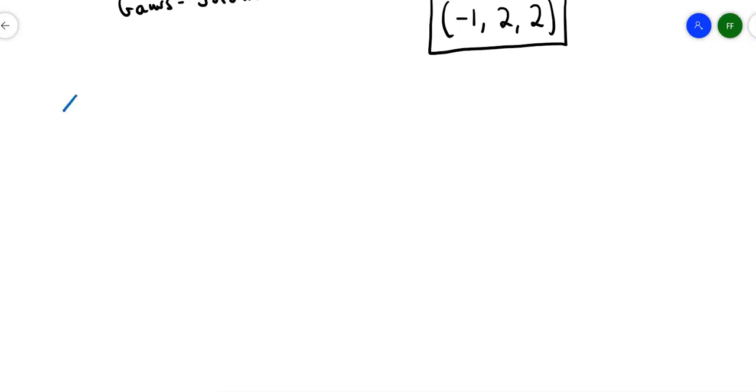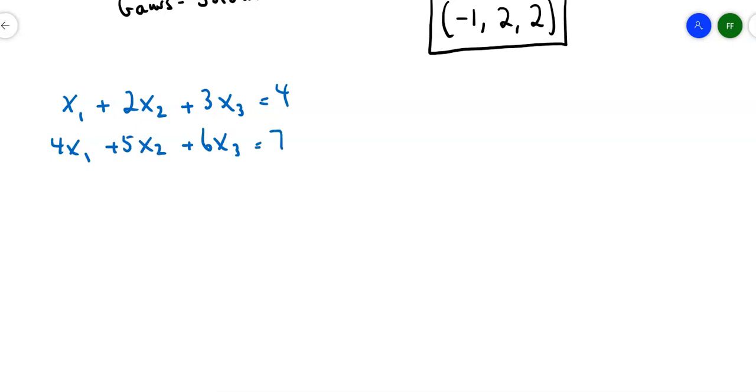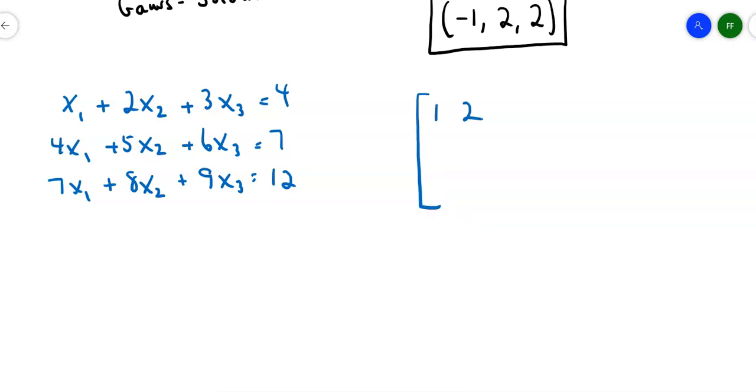Suppose I've got x sub 1 plus 2x sub 2 plus 3x sub 3 equals 4, 4x sub 1 plus 5x sub 2 plus 6x sub 3 equals 7. You'll notice the creativity that's going into these coefficients. 7x sub 1, 8x sub 2, 9x sub 3, equals 12. All right, so when I set up my augmented matrix to solve this system, I get 1, 2, 3, 4, 4, 5, 6, 7, 7, 8, 9, 12.